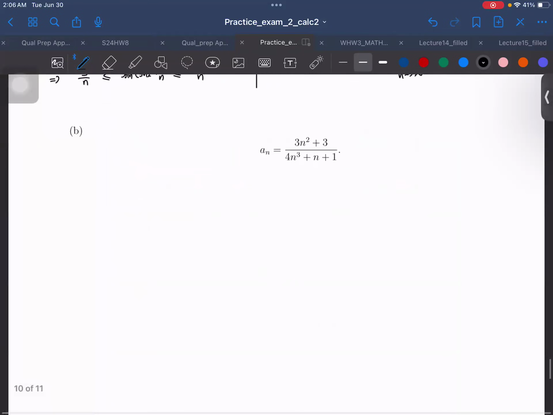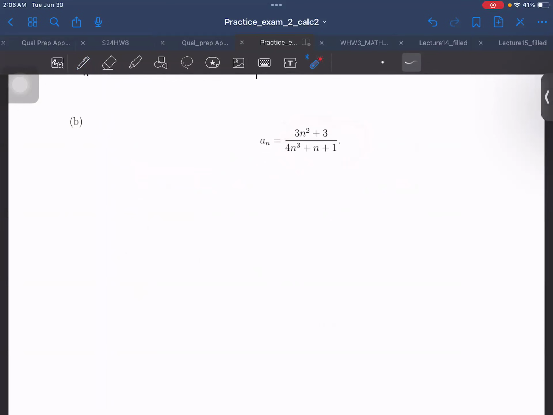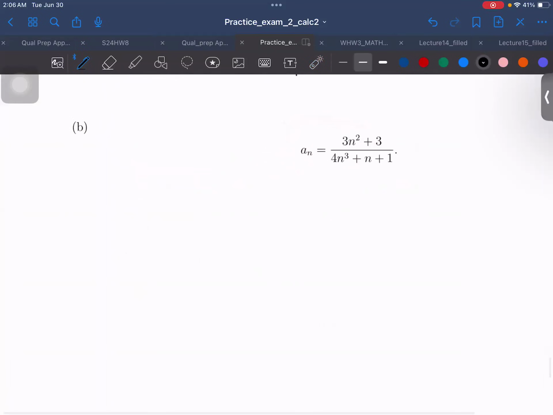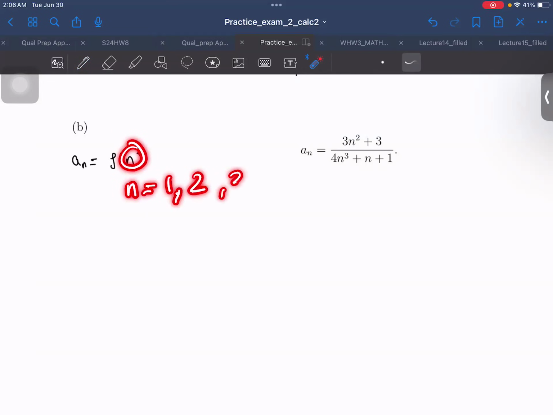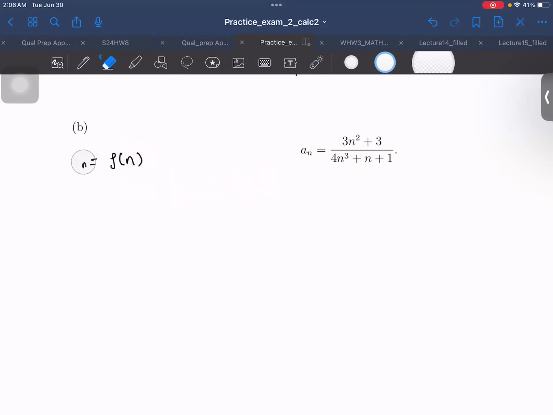The next question gives you some limits. And remember that you can use L'Hopital's rule for the limit of a sequence as well, because a sequence is just a function in terms of the natural numbers, where n is 1, 2, 3, 4, 5. So you can really use L'Hopital's rule.